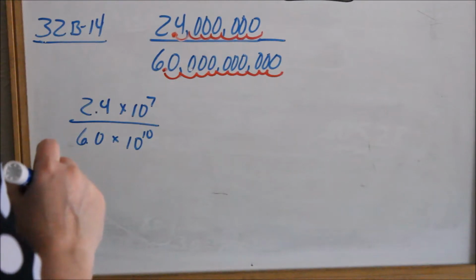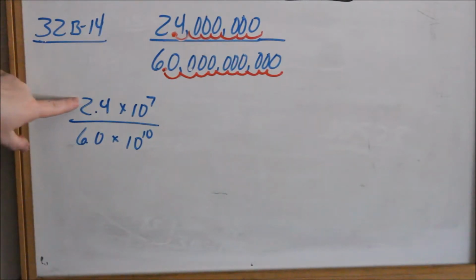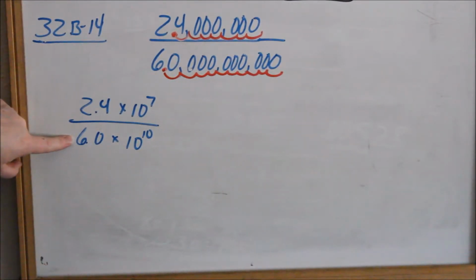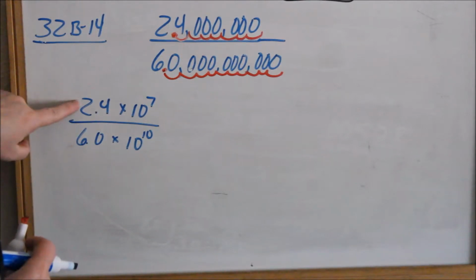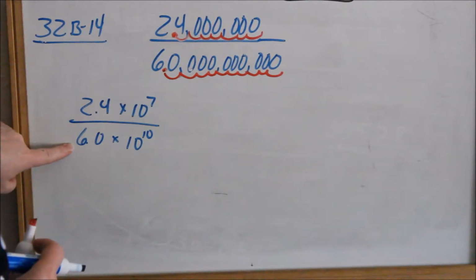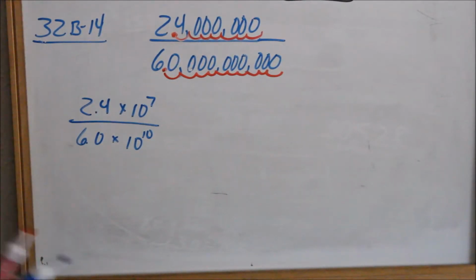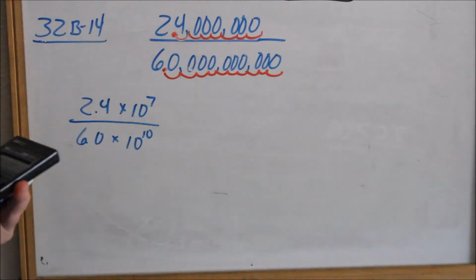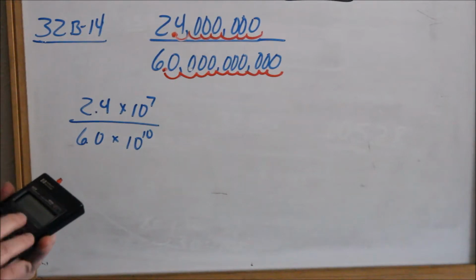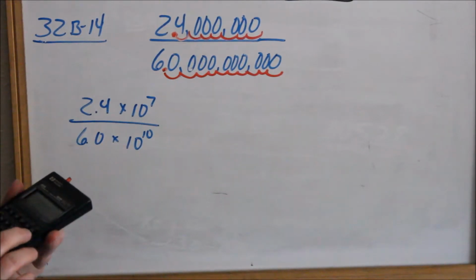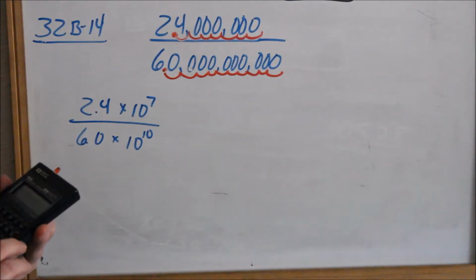Now when you're dividing, you divide your numbers, not multiply. So the 2.4 gets divided. It's 2.4 divided by 6. You need to make sure not to multiply. So 2.4 in my calculator, 2.4 divided by 6 is 0.4.